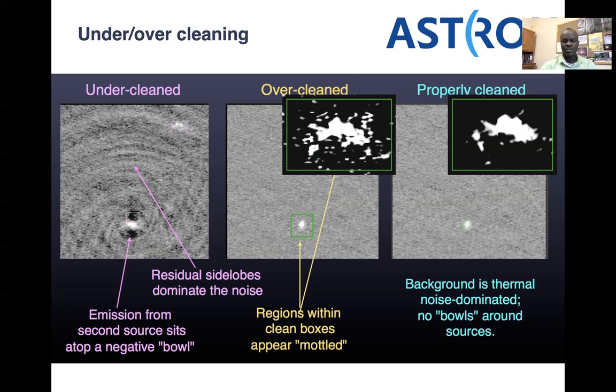So you want to just clean to the appropriate level until you get your background noise level to be equivalent to the thermal noise that you expect from your array. In that case, you will not see any negative bowls within your data. Negative bowls are these areas such as this, where you have negative intensities. Okay, so if you find this kind of thing in your image, you have undercleaned. If you find your source being modeled, sometimes showing unreal fragments, then you have overcleaned. So you want to always check these structures in your final image.